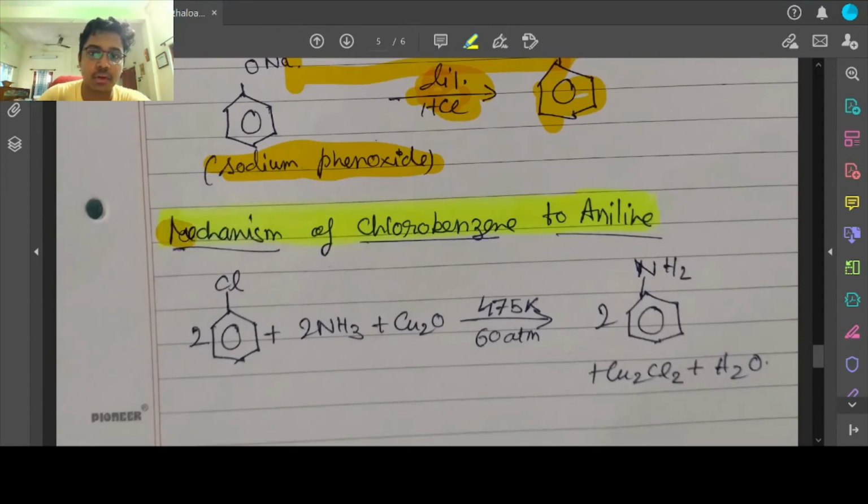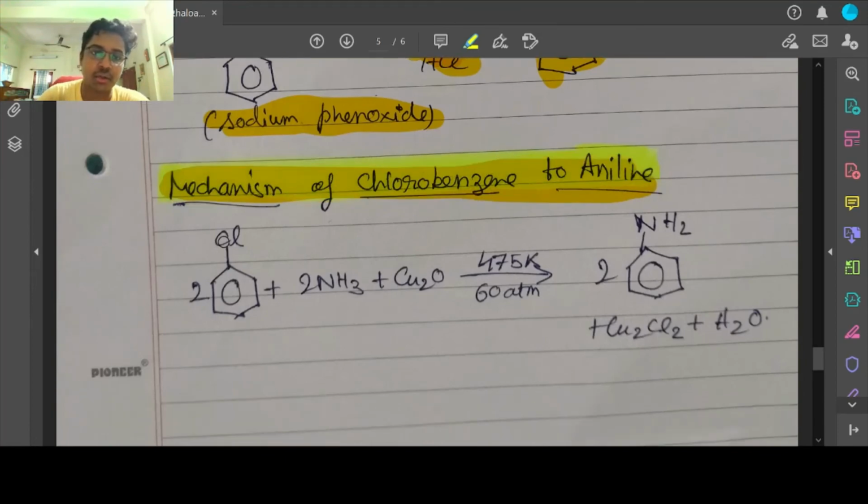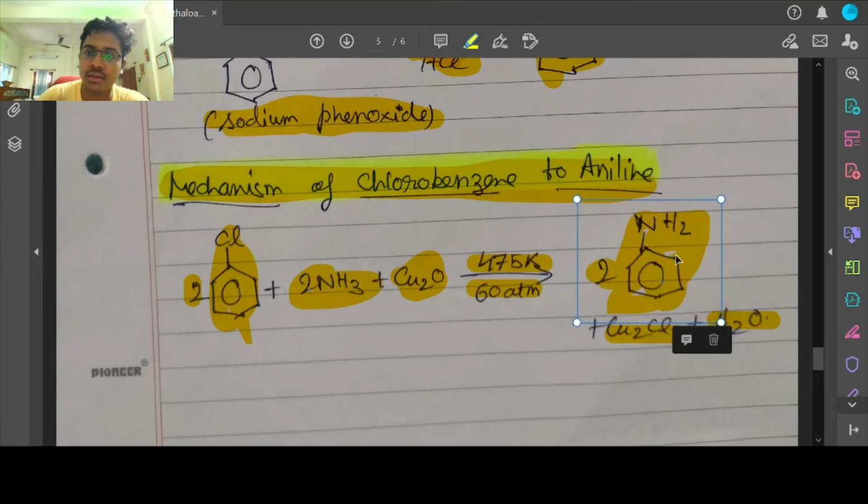Mechanism of chlorobenzene to aniline. This is chlorobenzene. 2 moles of chlorobenzene in presence of 2NH3 and Cu2O, where Cu2O is the catalyst, at 475 Kelvin and 60 atm pressure, gives 2 moles of aniline, along with Cu2Cl2 and H2.